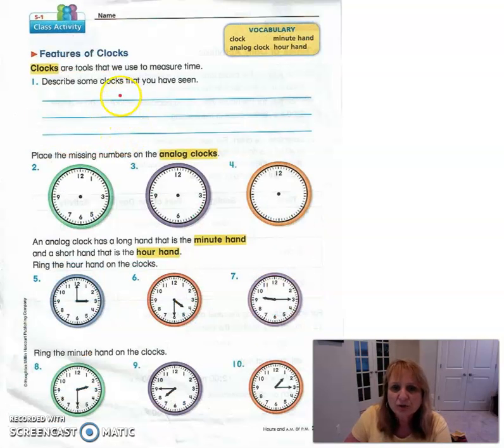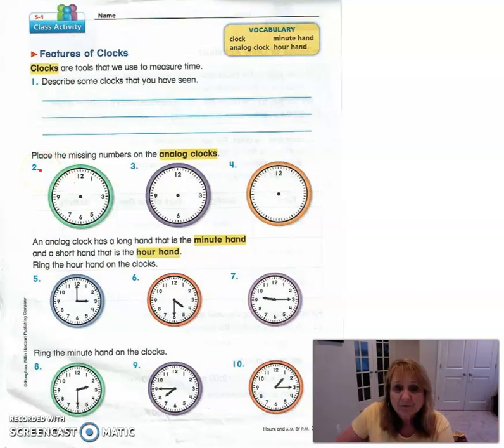So those are two different kinds of clocks we have. We have analog clocks, we have digital clocks. Maybe you have a grandfather clock in your house, one of those big tall clocks that stands on the floor. It usually has a clock face that is an analog clock. So you can write some of the different clocks that you've seen on those lines.